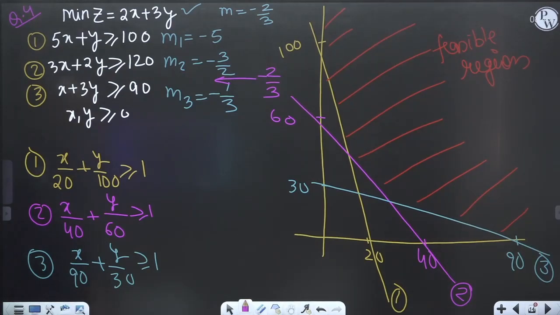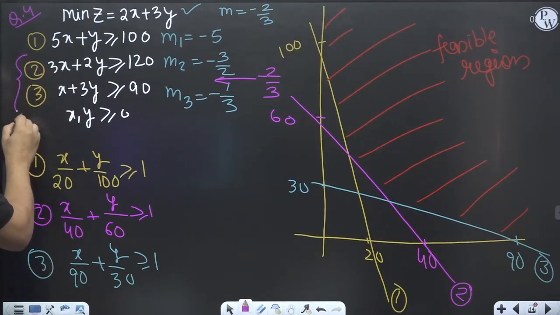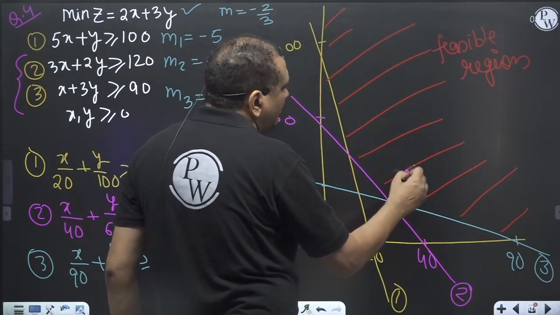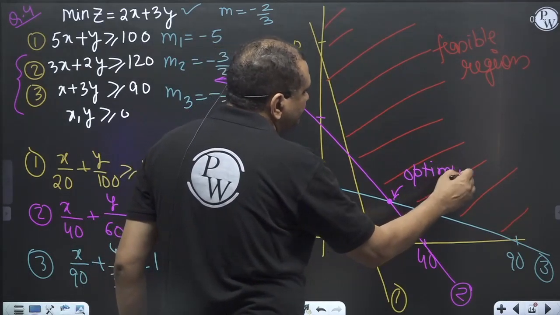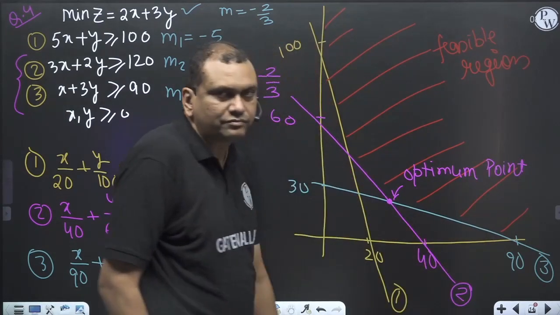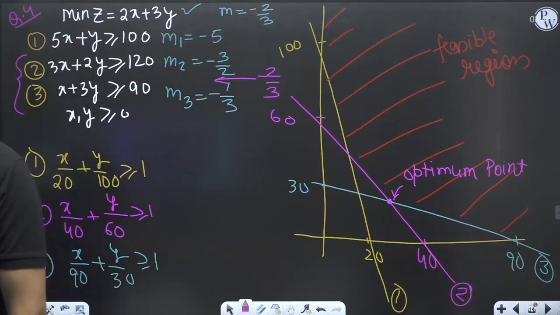So my optimum point will be the intersection of constraint 2 and 3. Means this is the optimum point. Optimum point will be the intersection of these two.